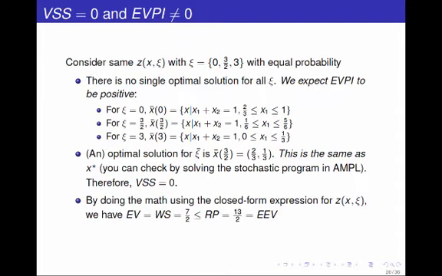If you look at these inequalities here, you will note that they have no common intersection. Which means what? There is no single first stage decision that is the best for all 3 possible scenarios.